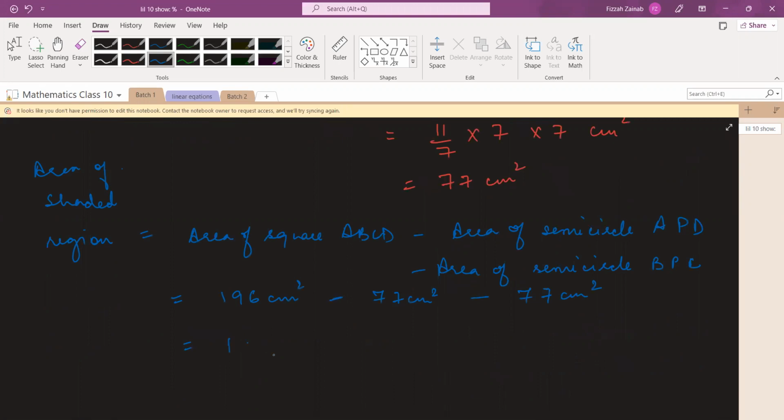So 196. And then how much is 77 plus 77? So 7, 7, 14, carry 1. So it will be 154 centimeter square, right? And this is 6 minus 4 is 2. 9 minus 5 is 4. Yeah, that's it. 42 centimeter square is the area of the shaded region.